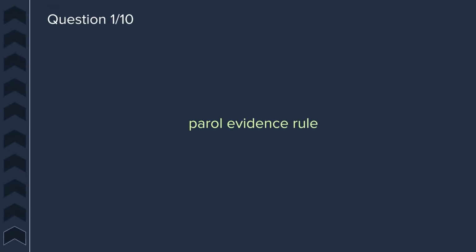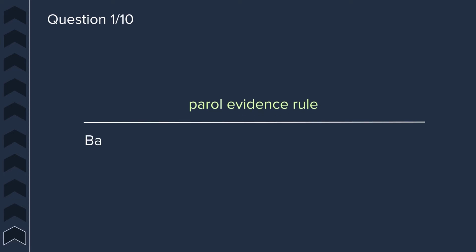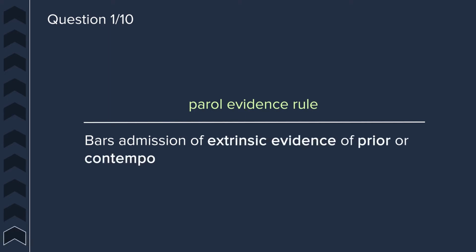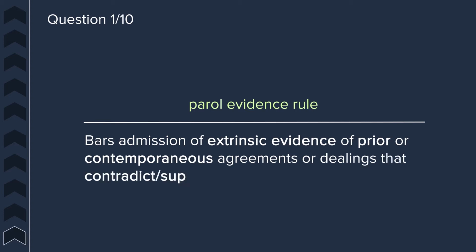Question 1. Define the parol evidence rule. The parol evidence rule bars admission of extrinsic evidence of prior or contemporaneous agreements or dealings that contradict or supplement the terms of integrated contracts.